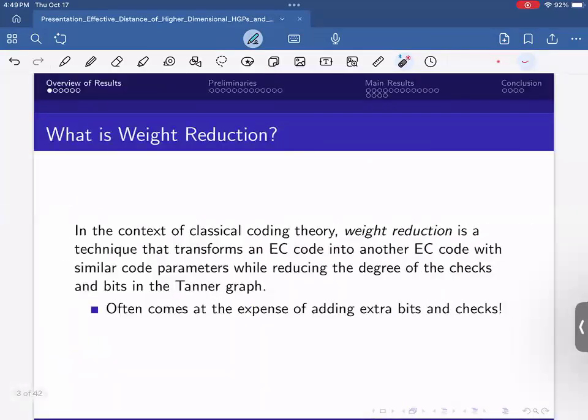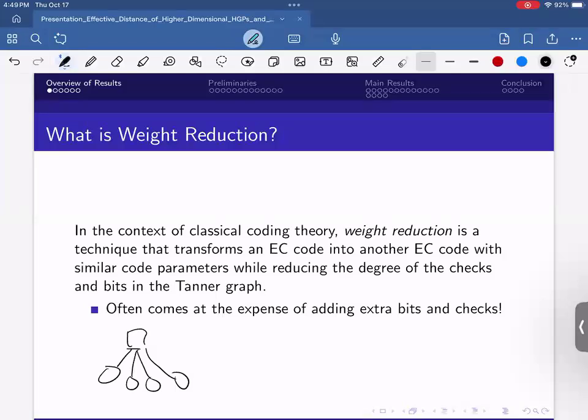I'll start off by explaining what weight reduction is. Perhaps in the context of classical coding theory, you can understand it as a technique that transforms an error correcting code into another error correcting code with similar code parameters while reducing the degree of the checks and bits in the Tanner graph. This often comes at the expense of adding extra bits and checks. One possible example is if you have a Tanner graph that looks like this with a check and then 4 bits. You could say that this check has weight 4.